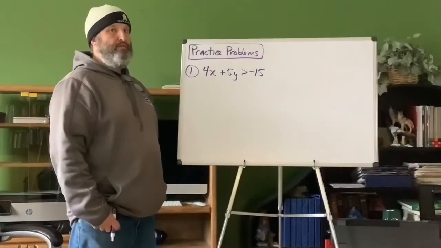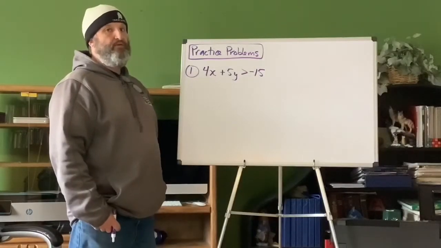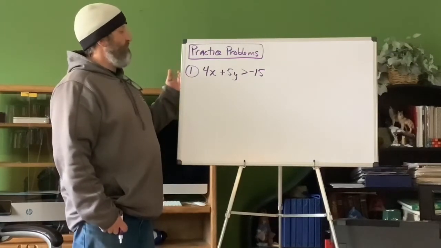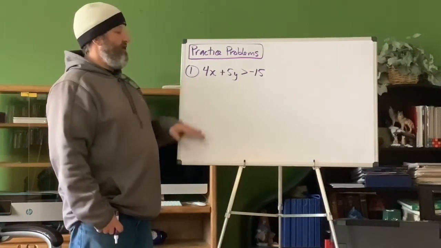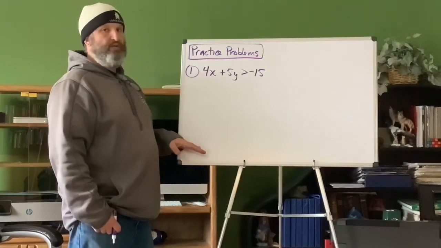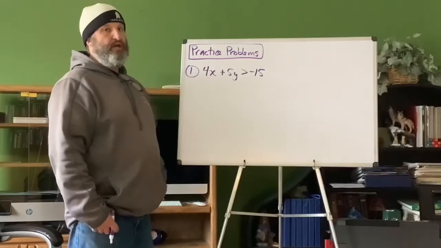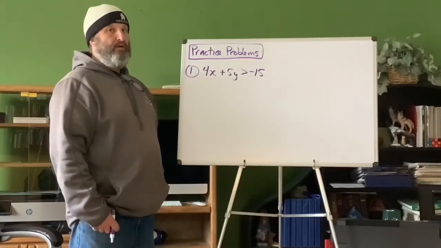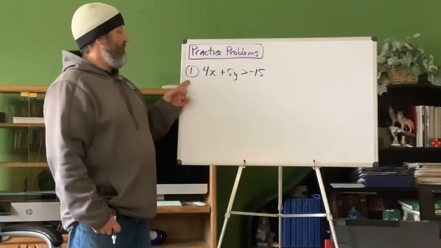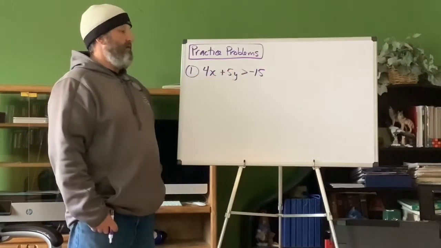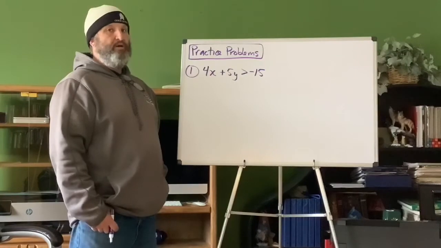Okay, so what we're going to do now is I'm going to give you 4 practice problems, okay? I'm going to give you the first problem, then I'll solve the first step. You can check your work. Then I'll graph it. You can check your work and just kind of work that way through it. All right, so here's the very first problem, number 1. 4x plus 5y is greater than negative 15. Solve for y.